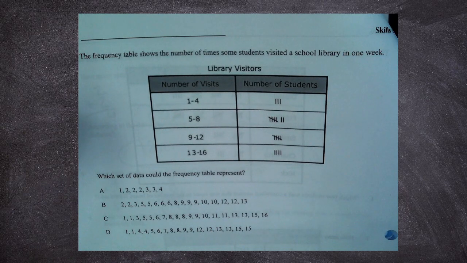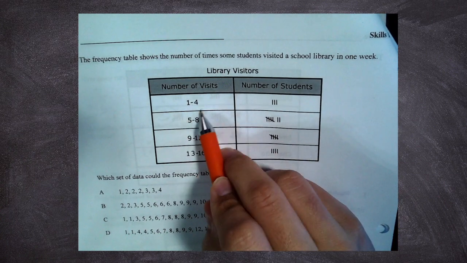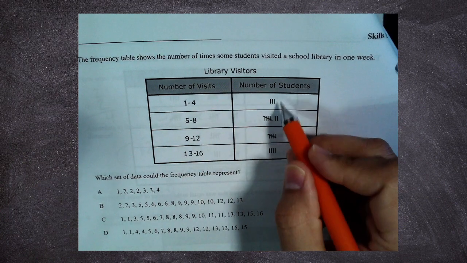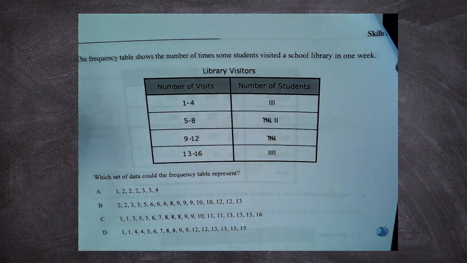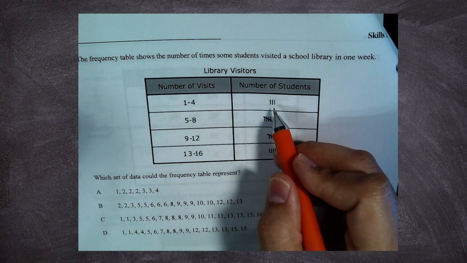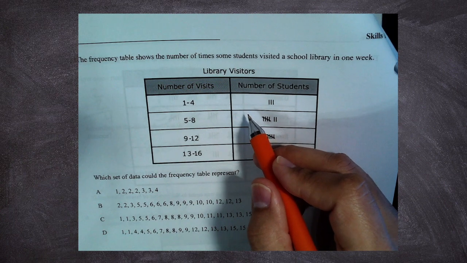Skills 15 has just one problem on this page. Problem A. It says the frequency table shows the number of times some students visited a school library in 1 week. So on the left side, we have how many times they went. On the right side, it's how many people went that many times. So how many students went to the library between 1 and 4 times?